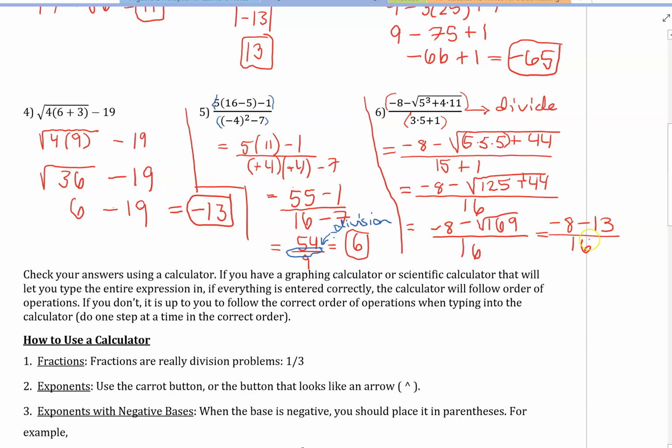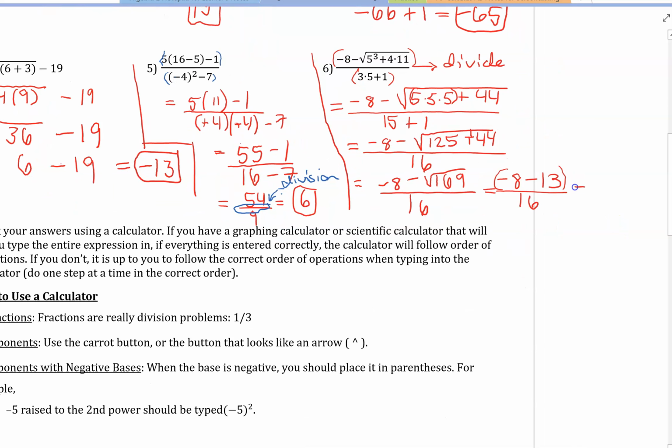Okay, now before I divide, I have to add, or in this case, subtract the items in the numerator together, because when you have a fraction, it's basically like saying the things in the numerator have to be done first. So then I get negative 21 all over 16.